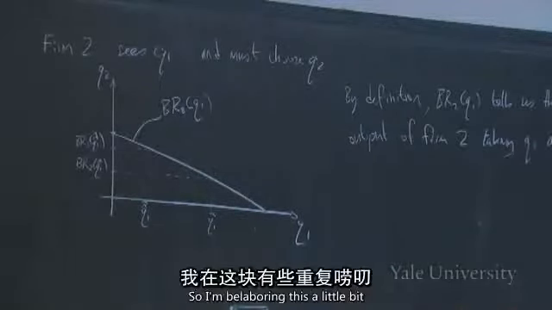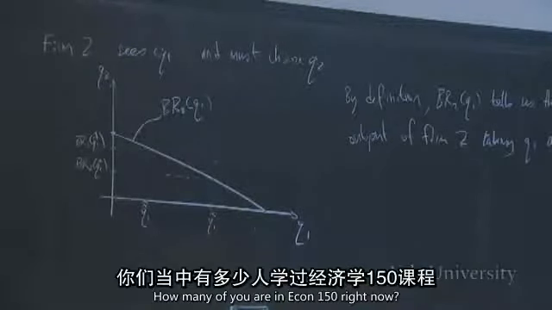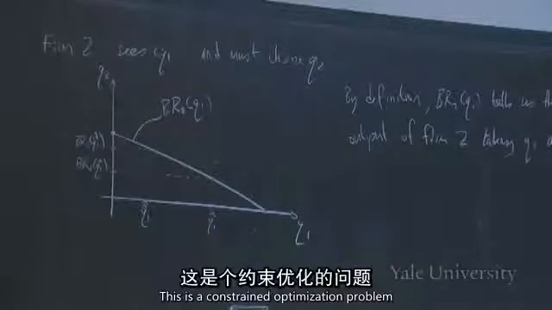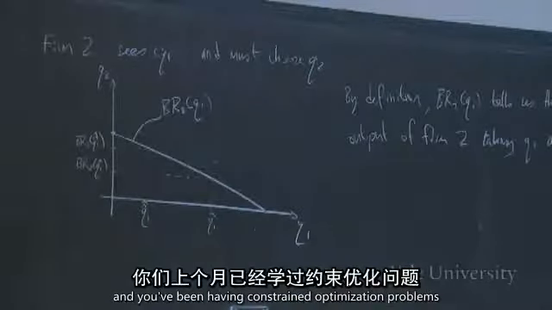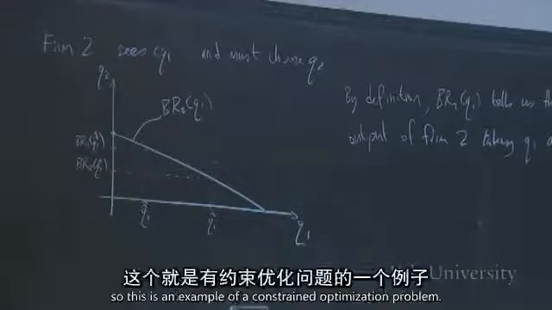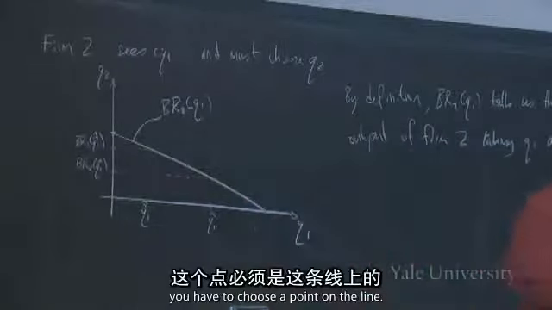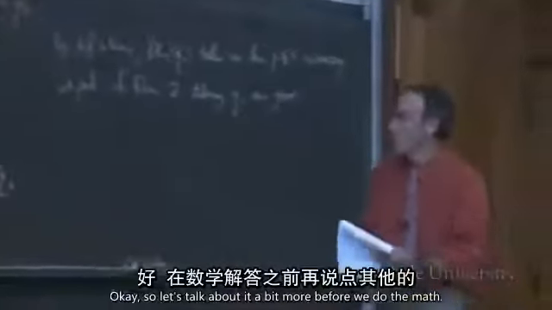So I'm belaboring this a little bit because it's a more general mathematical idea here. How many of you are in Econ 150 right now? For those of you in Econ 150, this should be a very familiar kind of thing. This is a constrained optimization problem, and you've been having constrained optimization problems rammed into you for the last month or so. You have to choose a point, but you can't choose a point freely. You have to choose a point on the line. OK, so let's talk about it a bit more before we do the math.